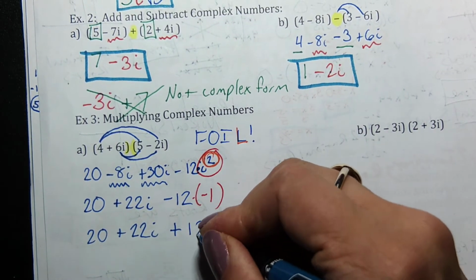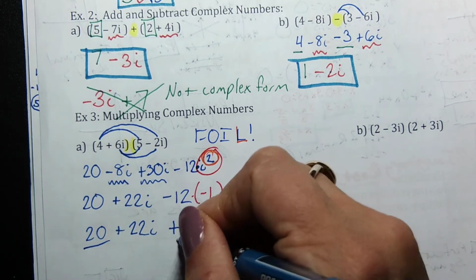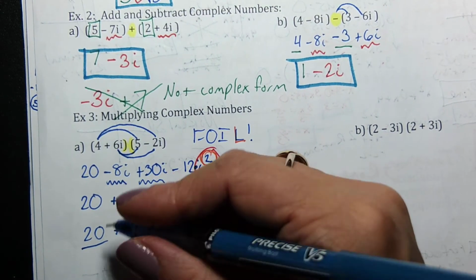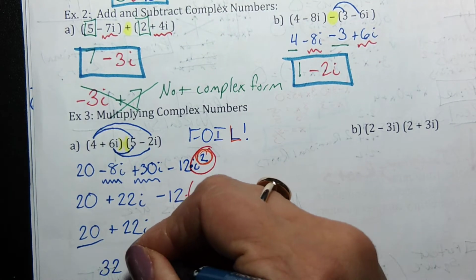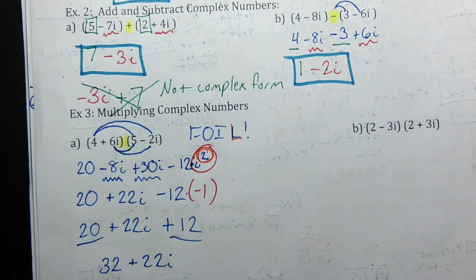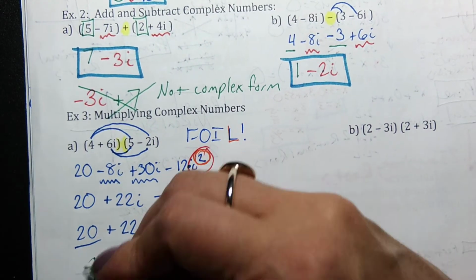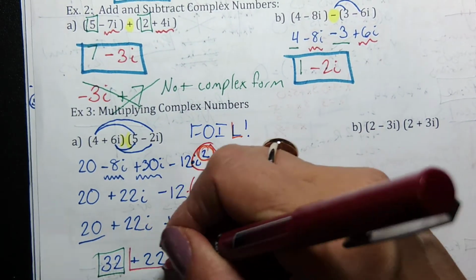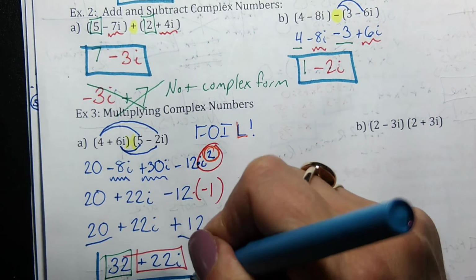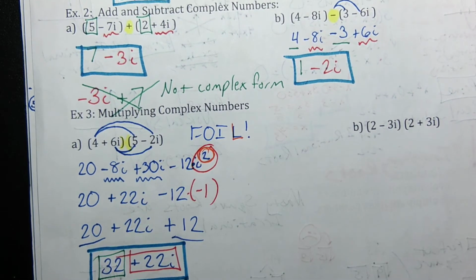A positive 12. And now we can put it in complex form with that real stuff together, giving me 32, and the imaginary stuff together, giving me 22i. So always make sure you've got your real stuff first, your imaginary stuff second. And that's our final answer in complex form.